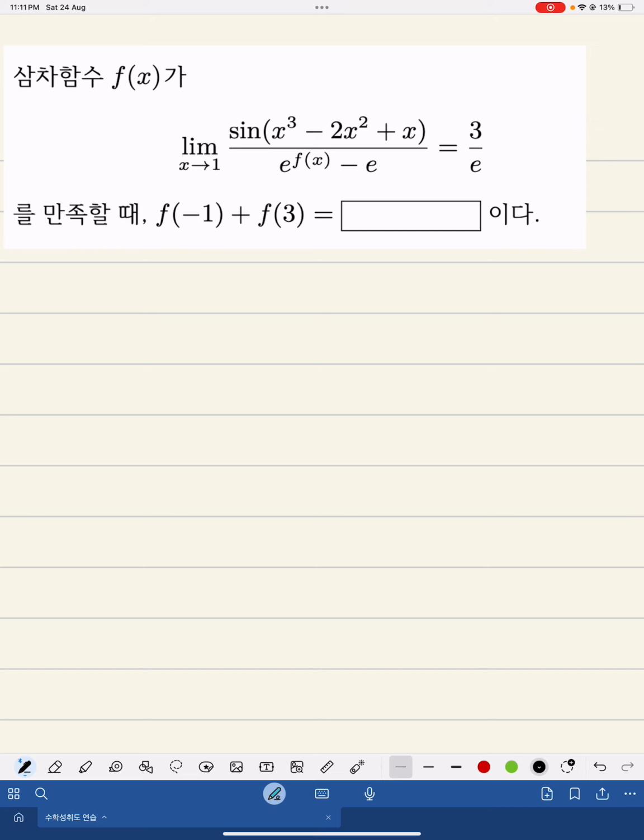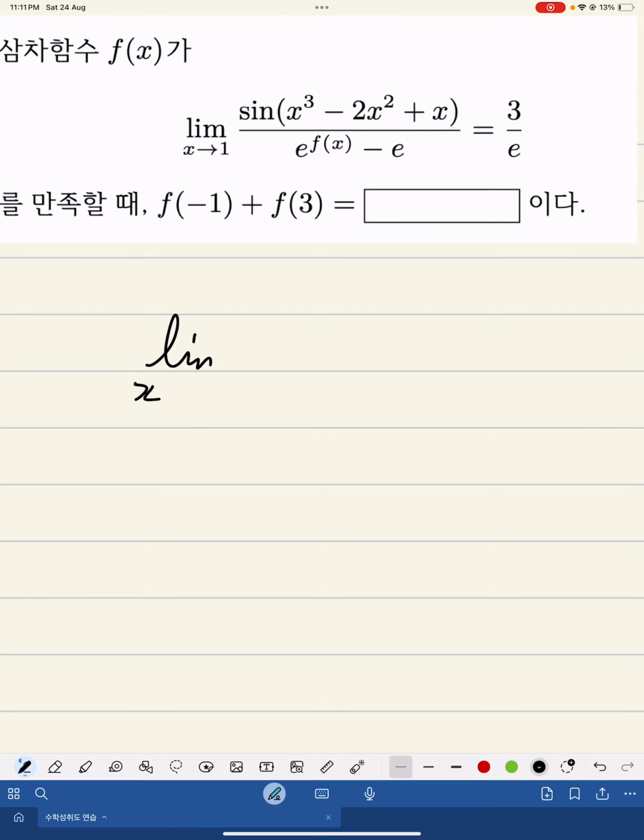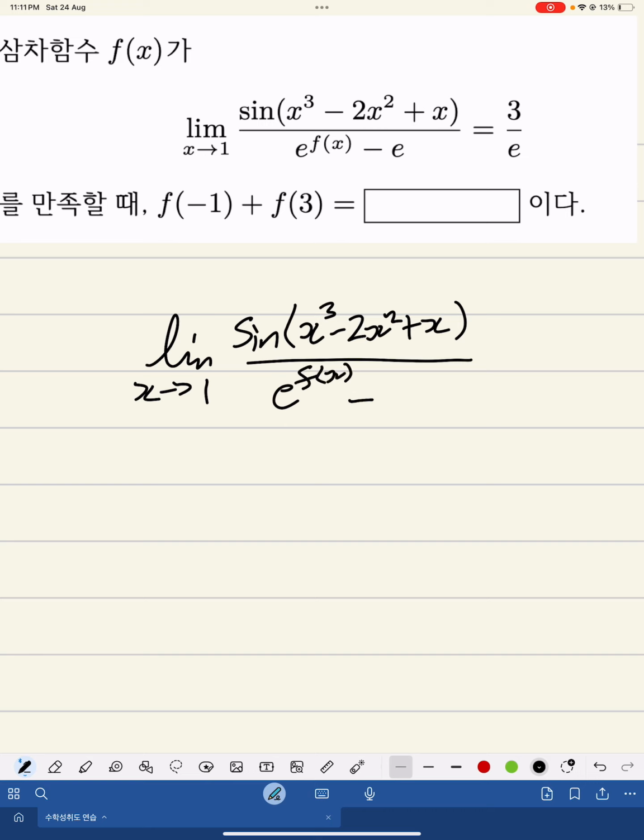So let us start. The limit as x approaches 1 of sine of (x cubed minus 2x squared plus x) all over e to the f(x) minus e equals 3 over e. Because this limit exists, we have to check if the numerator and denominator are a 0 over 0 or infinity over infinity situation, as they must be indeterminate form. Because if the denominator tends to 0 and the numerator to infinity, that would be infinity over 0 form, which is infinity. 0 over infinity, on the other hand, will be 0.